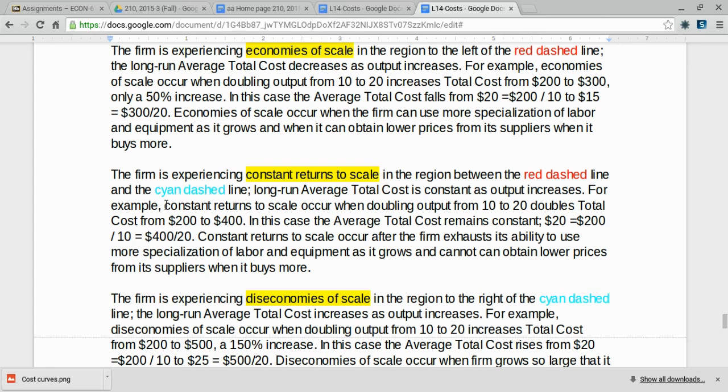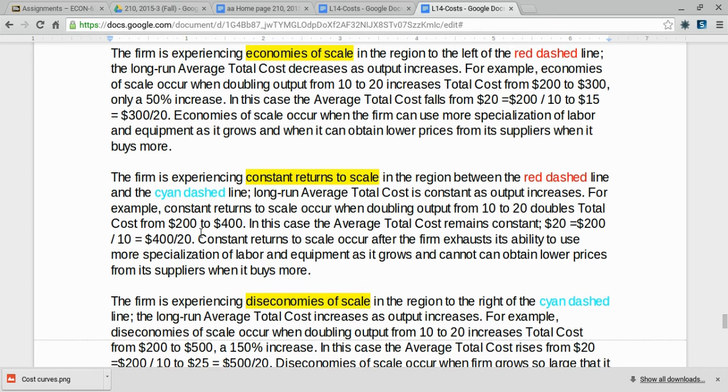For example, constant returns to scale occur when doubling output from 10 to 20 doubles total cost from $200 to $400. In this case, the average total cost remains constant. $20 is 200 divided by 10. It's also equal to $400 divided by 20. Constant returns to scale occur after the firm exhausts its ability to use more specialization of labor and equipment as it grows and cannot obtain lower prices from its suppliers when it buys more.